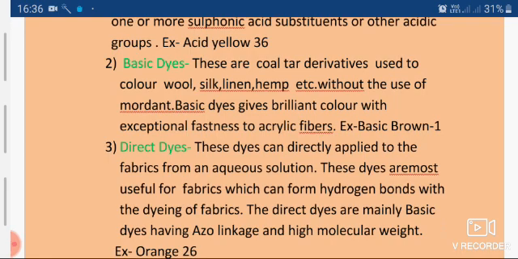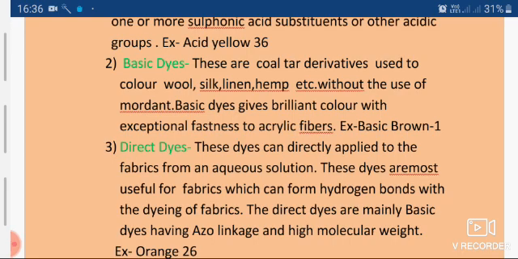These are derived from coal tar. These are coal tar derivatives used to color wool, silk, linen, hemp, etc. These dyes are also known as cationic dyes. As acidic dyes are known as anionic dyes, the basic dyes are known as cationic dyes. And these are initially obtained from coal tar.